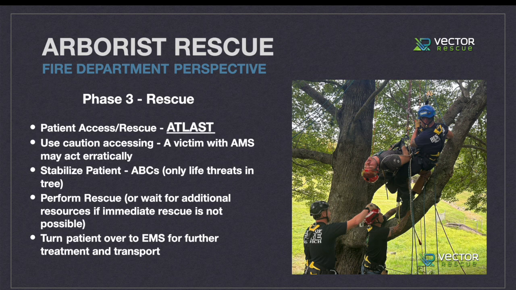So again, we're going to try to stabilize the patient, only dealing with life threats, right? Airway compromise, major bleeding, and then work on getting them down. If you get up there and they're pinned, or you can't do it yourself for whatever reason and you need more help, then you might do a little bit more care, and you can certainly haul some extra medical equipment up, but bring a little kit to treat major life threats. Maybe an oral airway. We talked about bleeding control, hemostatic dressings, tourniquets, stuff like that. And then get them down as quickly as possible and turn them over to EMS for care and transport.